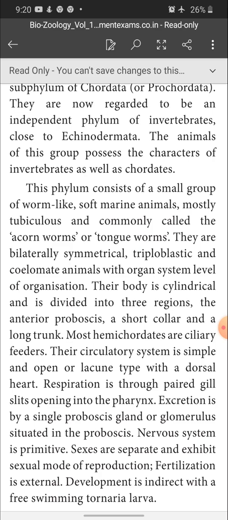The nervous system is of a primitive type. Sexes are separate and exhibit sexual mode of reproduction. Fertilization is external. Development is indirect with a free swimming Tornaria larva. Indirect means we should understand that there is a larval form. The larval form of phylum Hemichordata is Tornaria. So I hope you have understood all the concepts of this phylum, because nothing is special. It is just the type of respiration, circulation, excretion, that's all. Nothing is special. Bilateral, symmetrical, triploblastic, same.